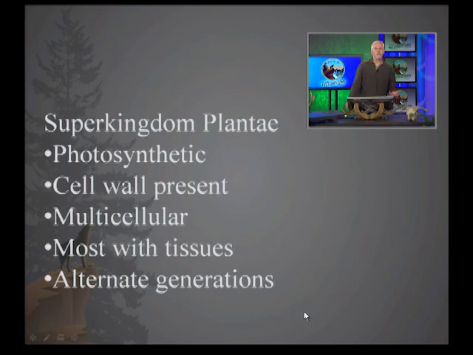Now, the next superkingdom I want to get into is the superkingdom Plantae. Members of the superkingdom Plantae are photosynthetic, and so they'll practice plant-like photosynthesis. They will have a cell wall of some type. They are generally multicellular. Most have tissues, although not all. And they practice something called alternation of generations, and we'll discuss that when we get to the true plants in a couple of minutes.